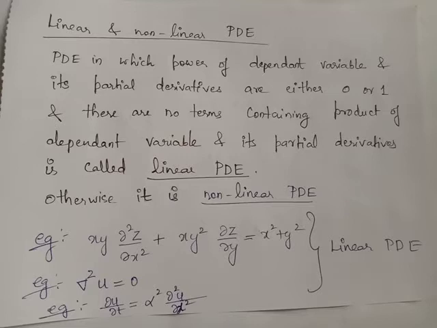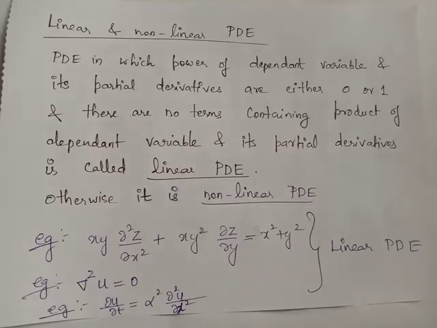If z into ∂z/∂y, or z into ∂²z/∂x², or z into ∂z/∂x, or z into ∂z/∂x into ∂z/∂y, if such format terms exist, they do not come under the category of linear partial differential equation. Whenever the power of the dependent variable z is more than 1, also if the dependent variable occurs in product format along with the partial derivatives, then they come under the category of non-linear partial differential equation.